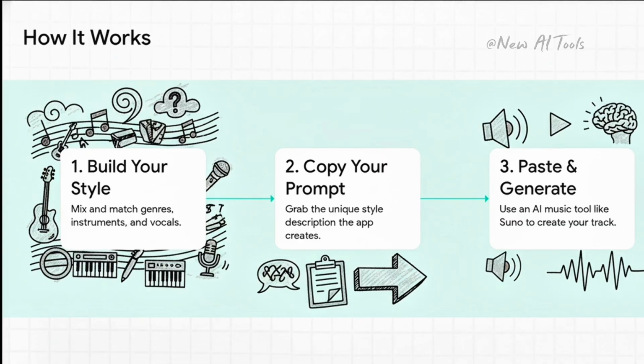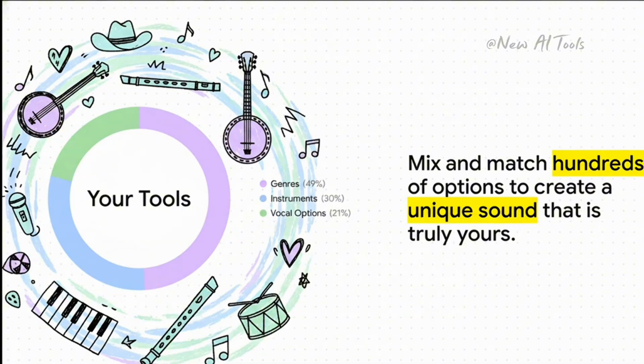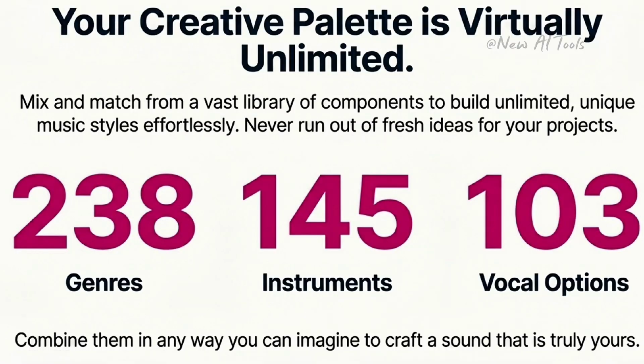Hit generate and boom, you've got your custom track. It's that easy. And when I say build your style, just look at the size of this creative toolbox. You can mix and match any of 238 genres with 145 different instruments and 103 vocal styles. You want to know what a cyberpunk sea shanty with a sitar and a gospel choir sounds like? You can actually do that. The potential to create a truly unique sound is, for all intents and purposes, infinite.